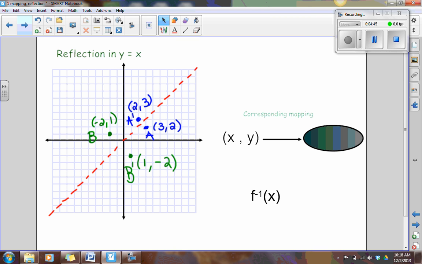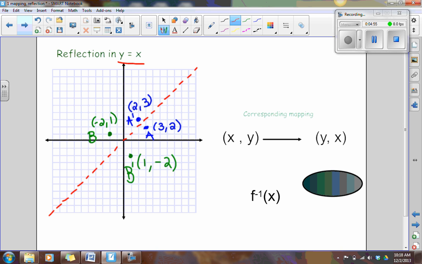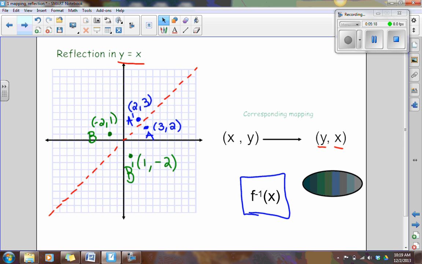Corresponding mapping, (x, y) goes to (y, x). X and y are going to switch. So if you think about the equation y equals x, well then if y equals x, then x is going to equal y. They're just going to switch with each other. And to get that mapping for a function, to get that reflection over y equals x, we'll actually do the inverse of the function. If you can remember, when we studied inverses last unit, the reflection in the line y equals x is given to you by the inverse of the function. So you're basically just going to switch x and y, solve for y, and then graph that new function.